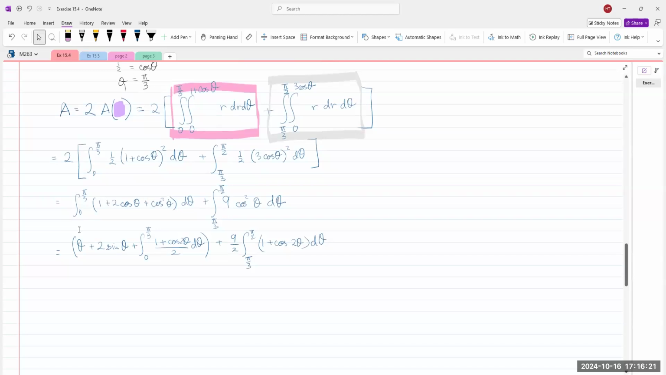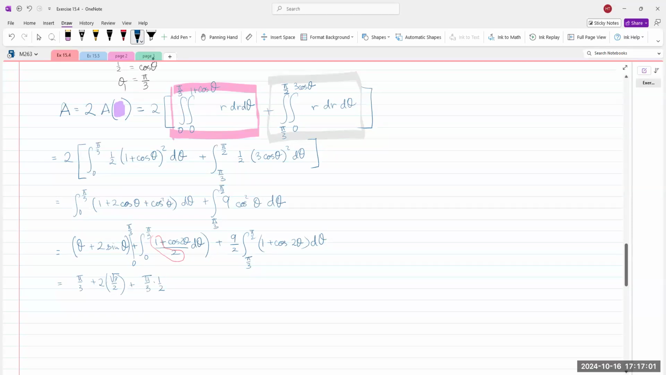I'm actually missing something. Let me do this from 0 to pi over 3. Okay, so the first term becomes pi over 3. The second term becomes 2 times, what is sine pi over 3? Sine pi over 3 is radical 3 over 2, plus the integral from 0 to pi over 3 of 1/2, that's a constant, so that's pi over 3 times 1/2.